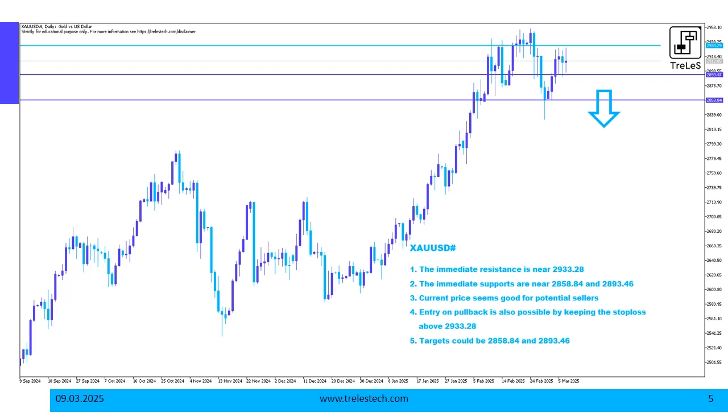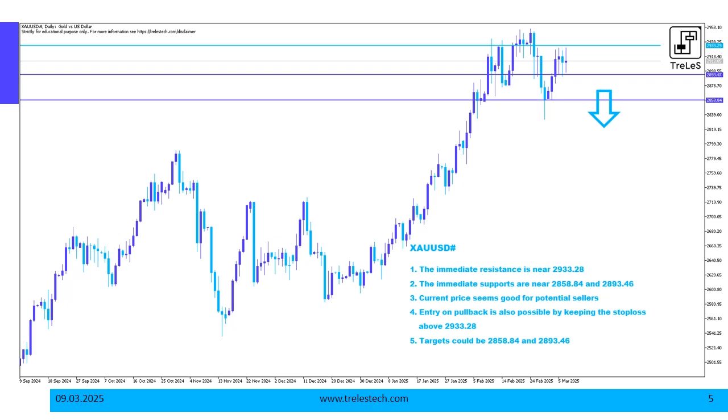Currently, the immediate resistance is near 2090.33.28, while the immediate support levels are around 2080.58.84 and 2080.93.46. Given the price action, this level looks favorable for potential sellers.